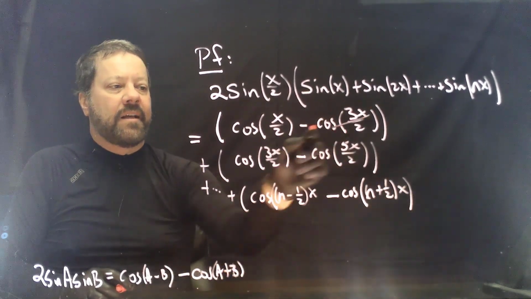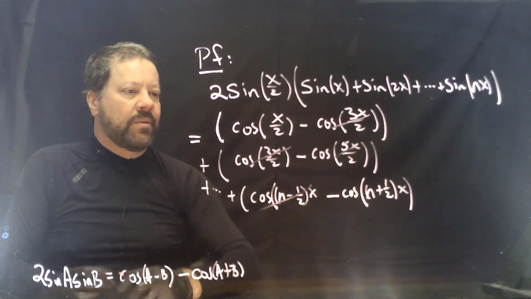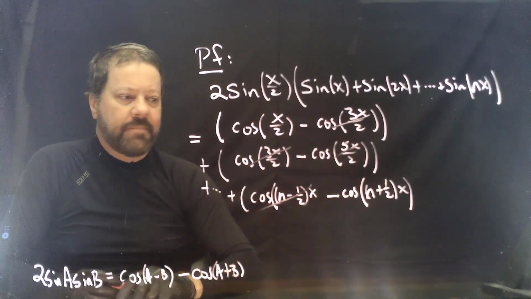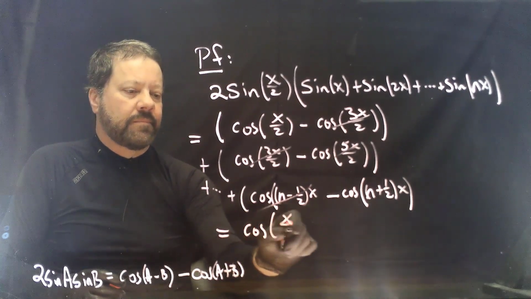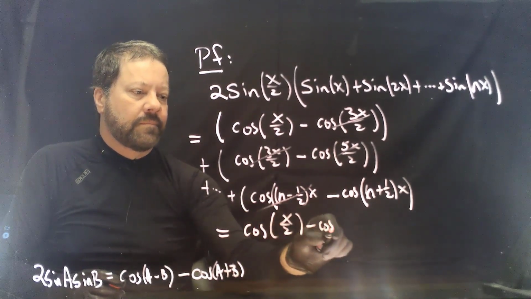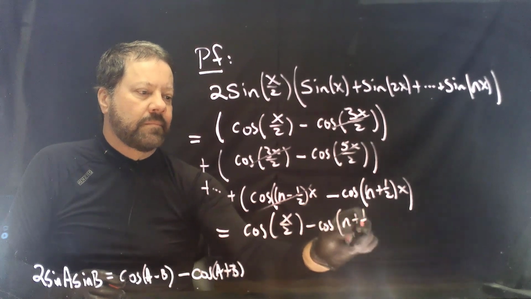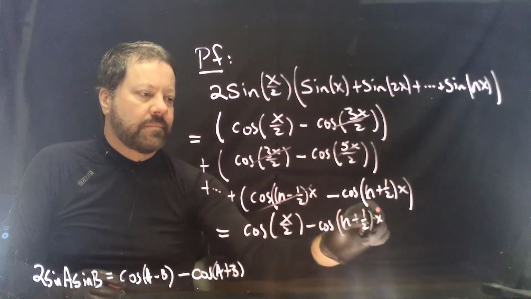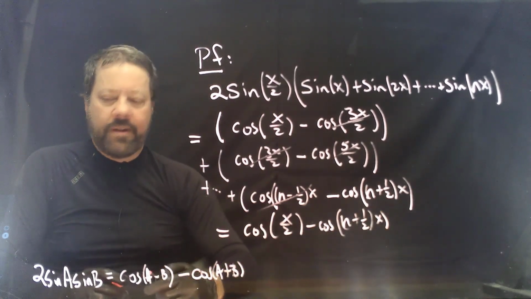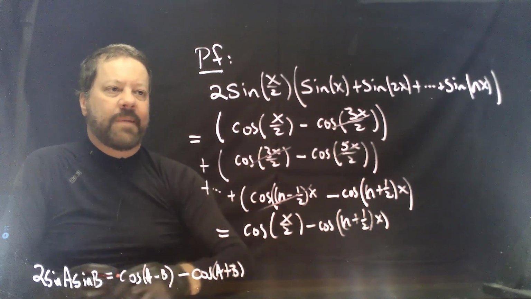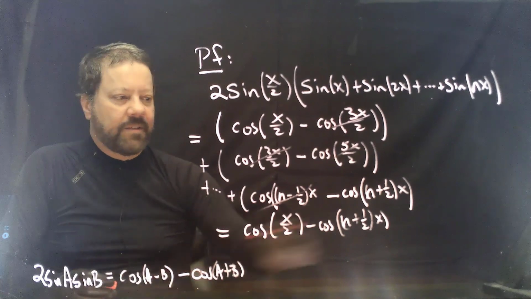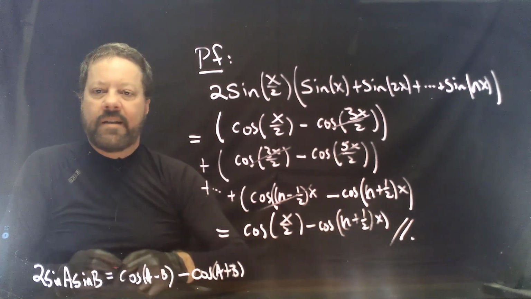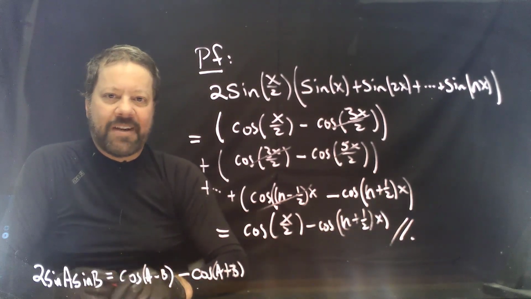And you can see we're going to get a telescoping sum, and all you have to do now is divide both sides by twice the sine of x over 2, and that completes the proof. The second identity is proved in a similar fashion.